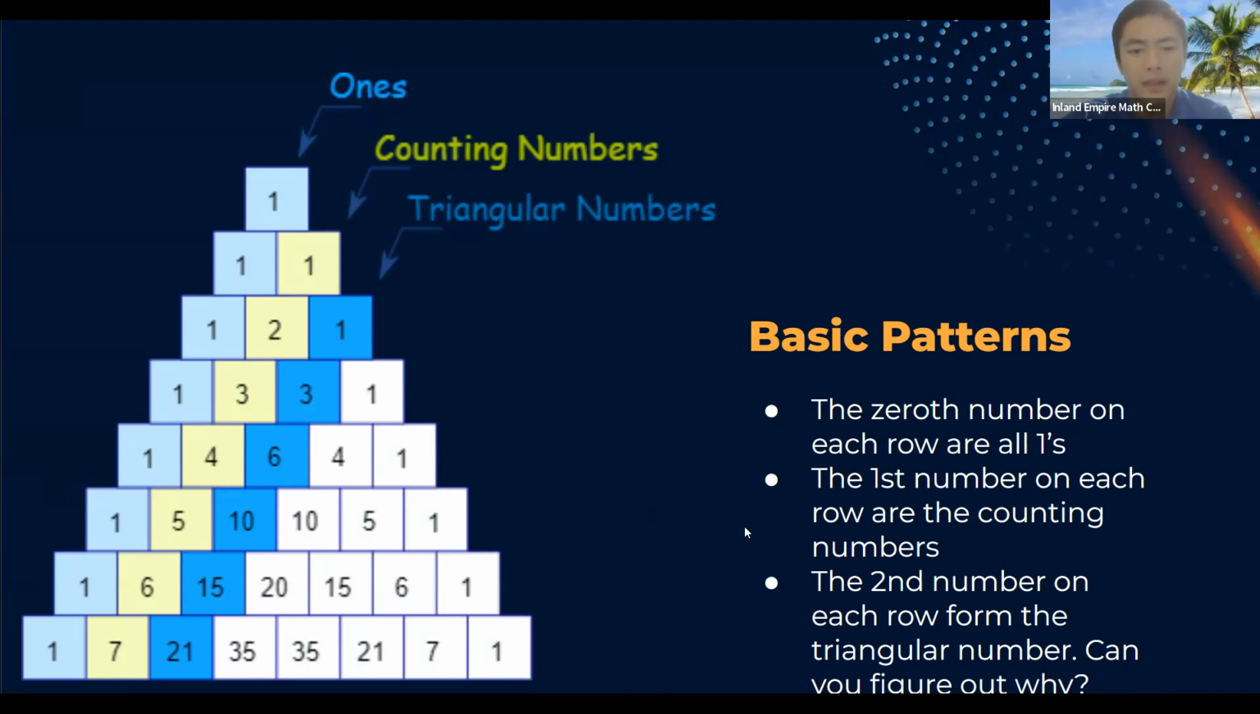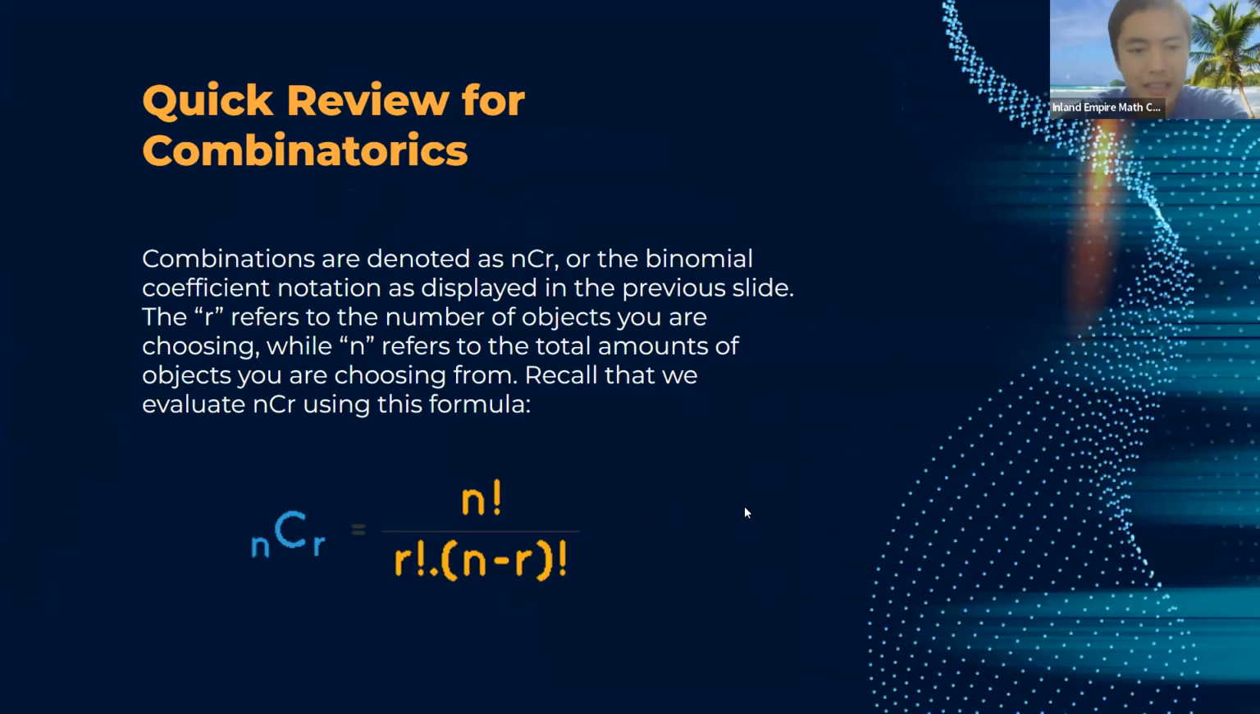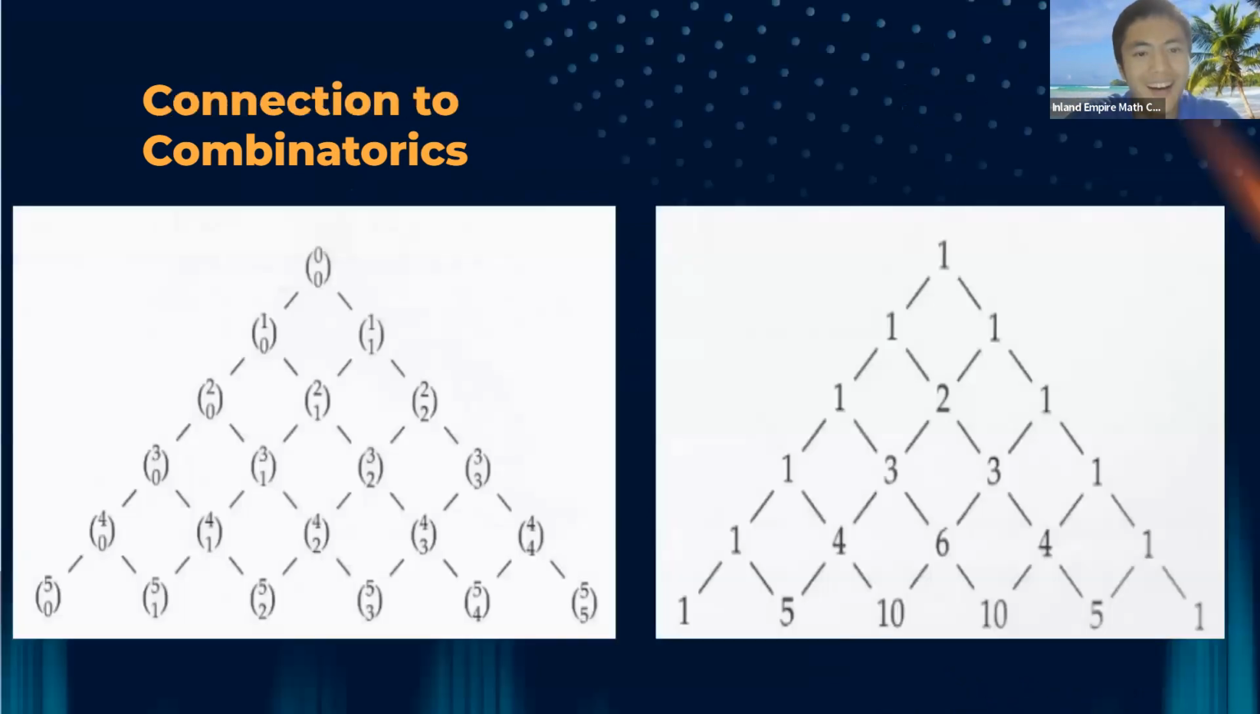Okay, so in order to explore more patterns in Pascal's triangle, we have to ensure that we have a good understanding of combinatorics. So here we're going to do a quick review for it. Again, combinations are denoted as nCr. I think I skipped a slide.